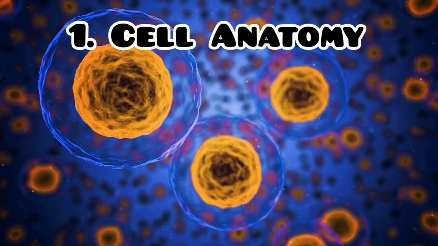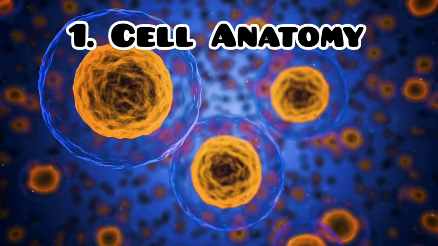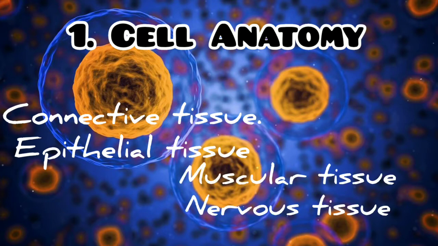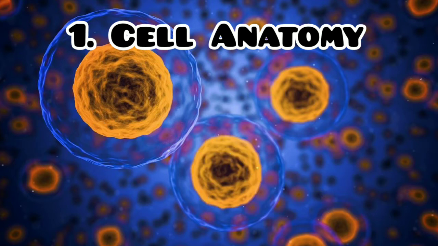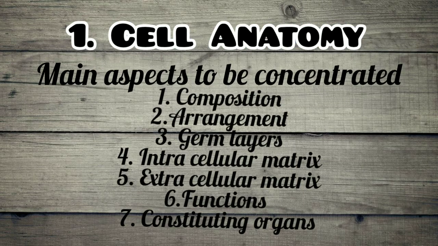Number 1. Cell anatomy, or collectively tissue anatomy. Cell anatomy includes the study of various cells and tissues. Connective tissue, epithelial tissue, muscular tissue, and nervous tissue cover almost 90% of the cell anatomy. While studying this anatomy, the main aspects to be concentrated on are composition of the cell, arrangement of the cell, germ layers of the cell, intracellular matrix, extracellular matrix, functions of these cells or tissues, and organs that these cells and tissues make up.